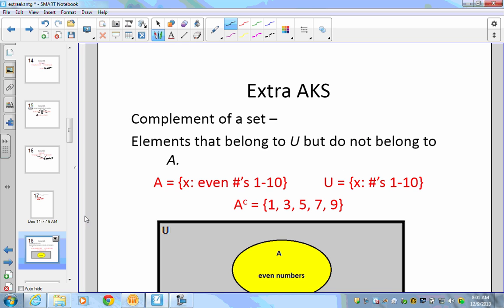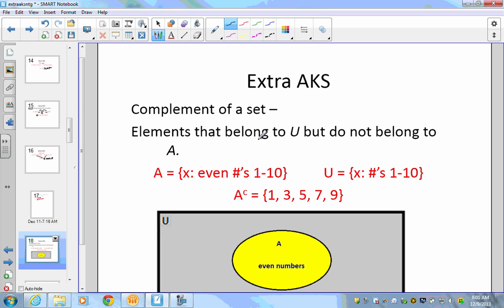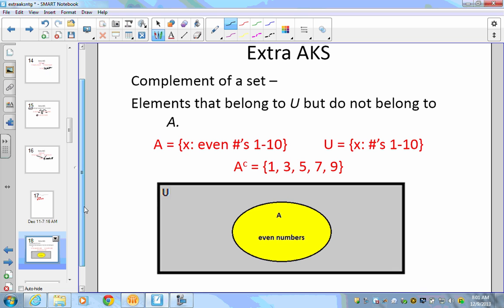A complement of a set is the elements that belong to the universal set but do not belong to A. Now let's talk about the universal set. The universal set is the gray box that has been there in our Venn diagram. The universal set represents everything that is in the universe of that particular problem, and it's always going to be used as set U. In set U, it says that our universe is 1 through 10. So in this gray box, you have 1 through 10.